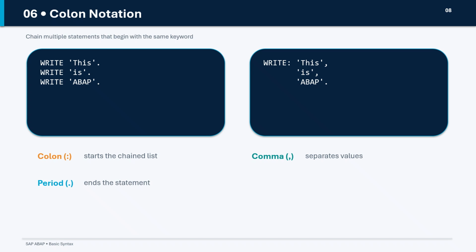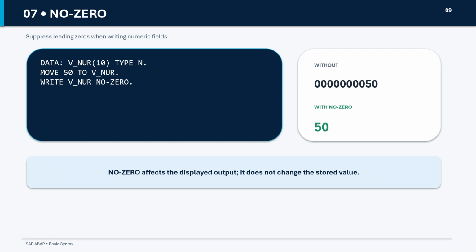And next slide. Here we'll discuss the NO-ZERO keyword, when exactly it is used, and what its main purpose is. Here if you observe, v_num is a variable name whose type is numeric, and we move the value 50 to that variable v_num, and after that print v_num with the help of the keyword NO-ZERO.